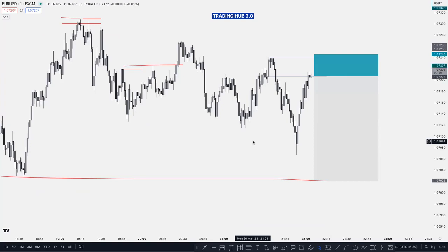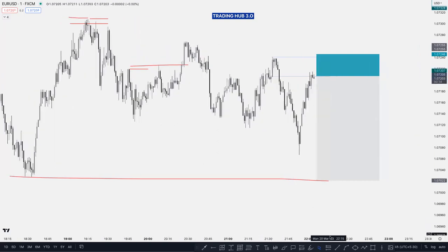Only shadows should be marked. Only shadows should be marked. Yes, sir. Because this move took out the liquidity. That's why this is more high probability.